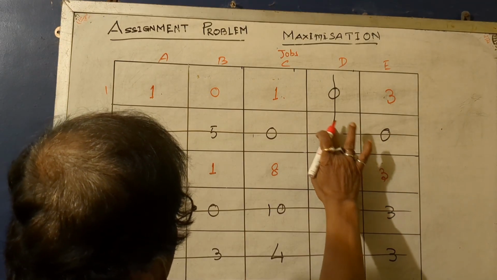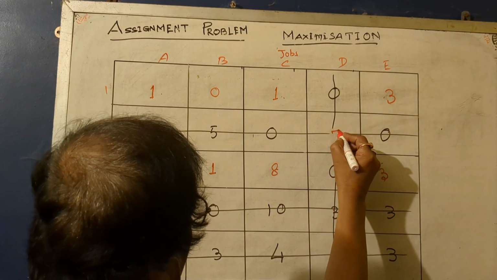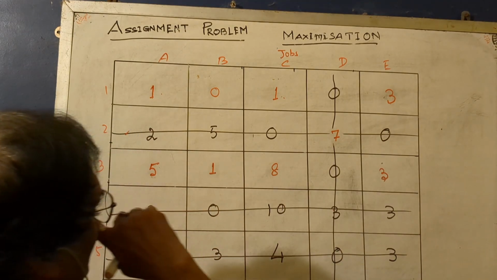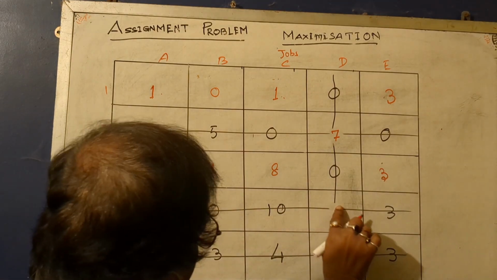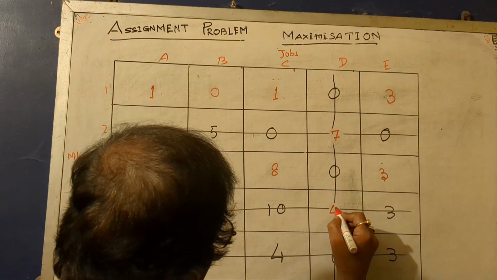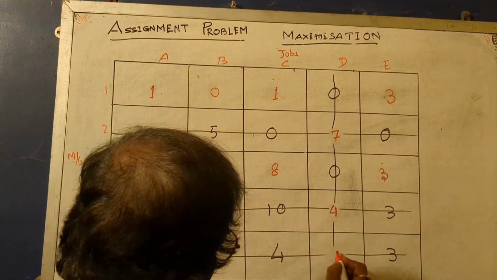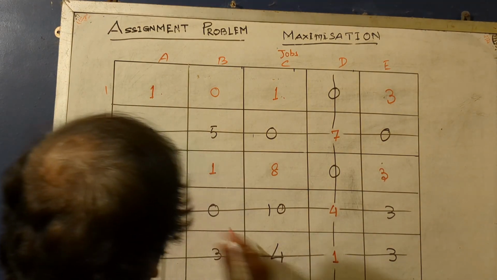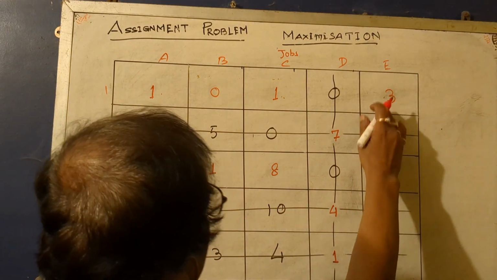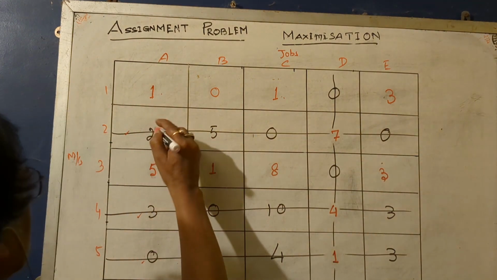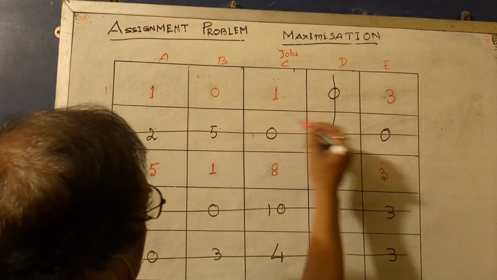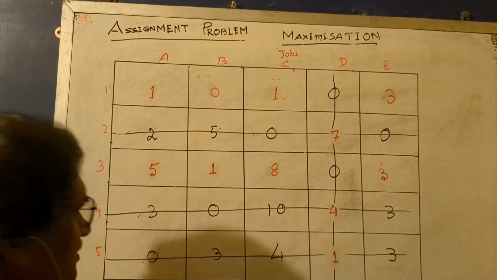But that lowest number is to be added at the junction point. If you add to this, 6 plus 1, that is 7. It will be 7, and if you add to this junction point, then it will be 4. And if you add to this junction point, then it will be 1. But all other elements will remain the same. That is, this side you will not change it.